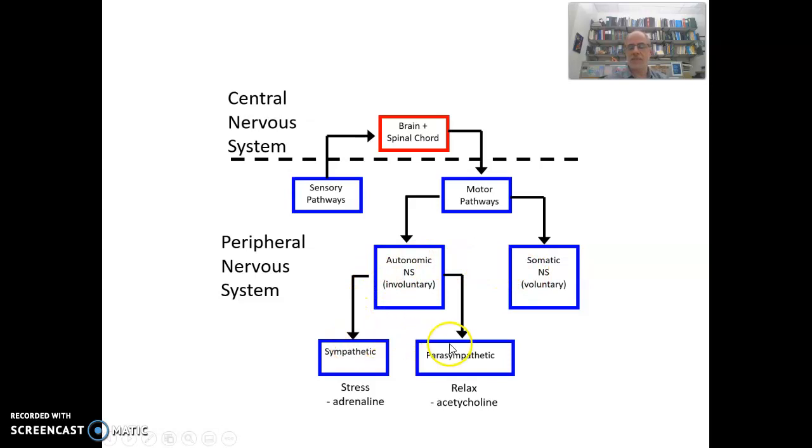The sympathetic and parasympathetic branches of the autonomic nervous system work in opposition to each other. For example, in the sympathetic nervous system, the release of adrenaline can cause the heart to accelerate. In contrast, in the parasympathetic nervous system, the release of the neurotransmitter acetylcholine will cause the heart to slow down. So those two branches of the autonomic nervous system counter one another, or work in opposition to each other.